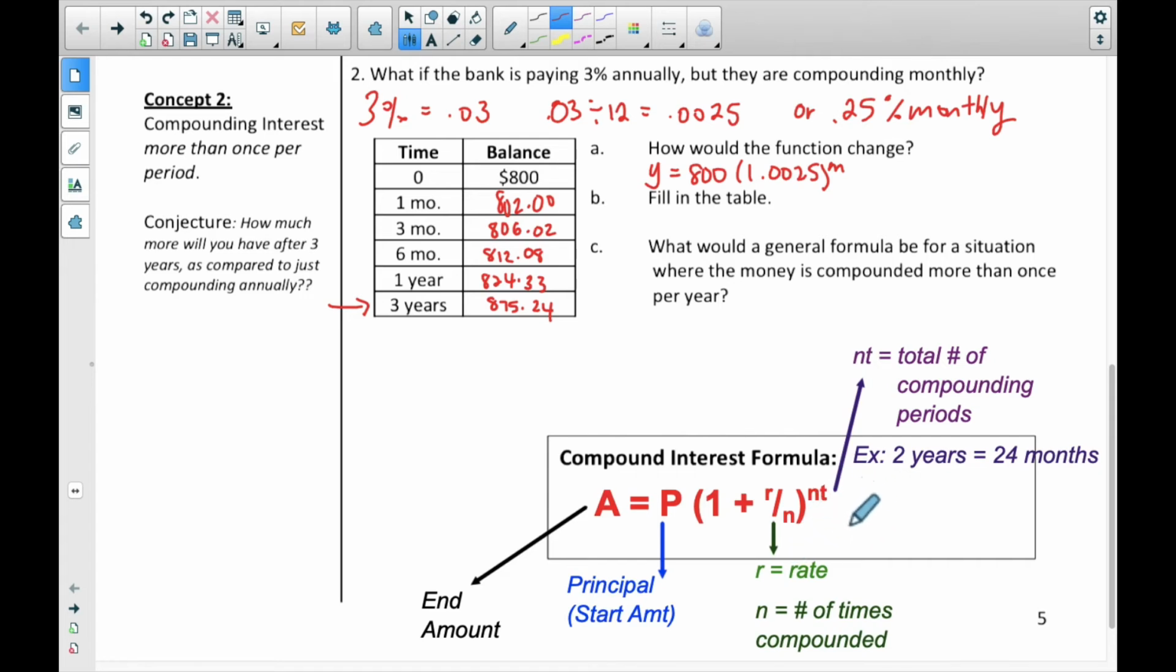And then the nt is n times t. It's the total number of compounding periods. So again, up here I put an M to remind myself it was the months. So if it was 2 years later, it would be 24 months. Or like in this case, it was 3 years later, that was 36 months, and we had to scroll down on our calculator to get down to 36. Okay, so pretty much the same formula, but a little bit more specific. There's one more example, one more table that I want to do on this. So let's turn the page and go to our next table.